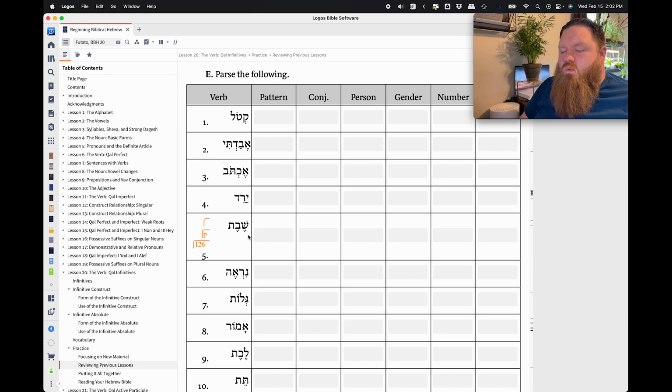Number 5. We've got shevet, again, segol, segol, tav. This pattern here tells me that I'm in the infinitive construct of a 1 yod vav.